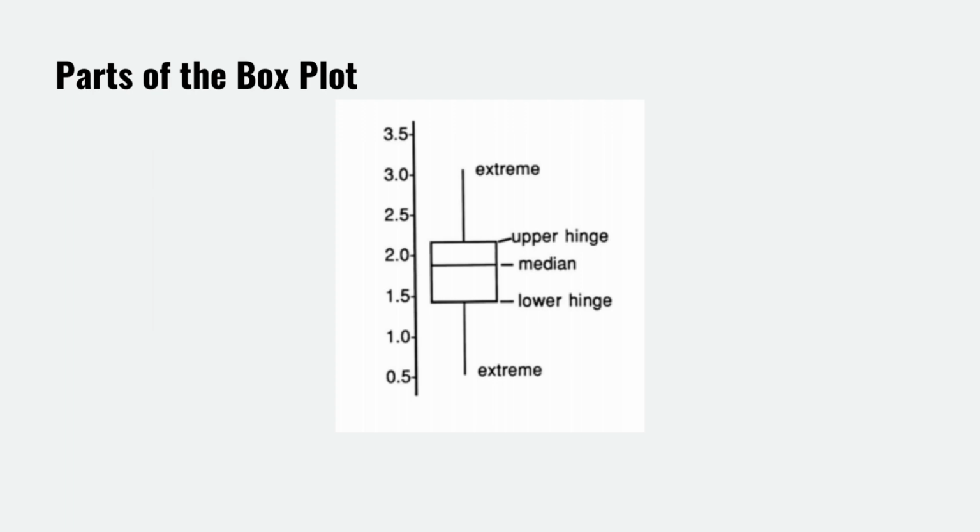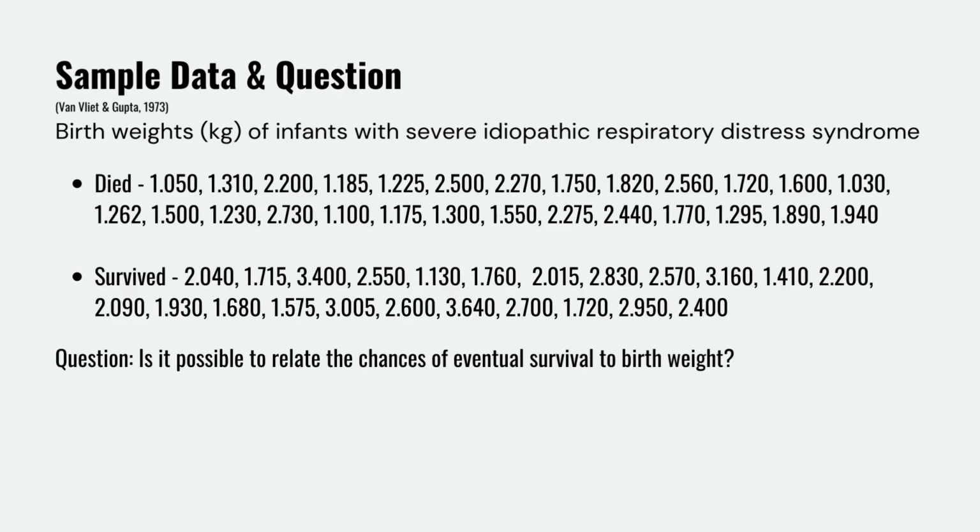And now we'll proceed to the parts of the box plot in order to visualize and better understand how the plot works. First, we have the extremes, the upper and lower extremes. The lines that are connected to the box itself are called the whiskers. Then we have the upper and lower hinges and the median that goes right in the middle of the box. We now know the essential parts that make up the box plot.